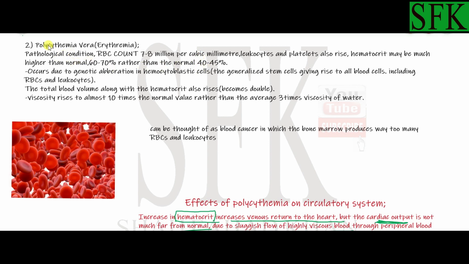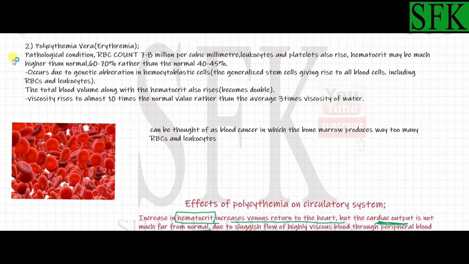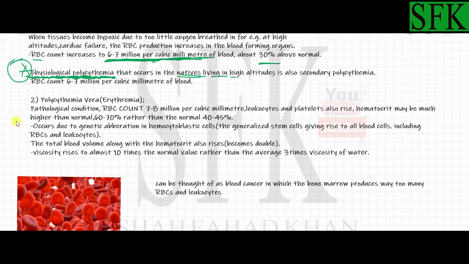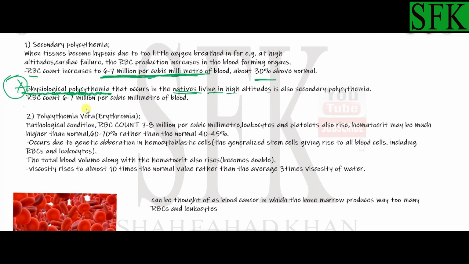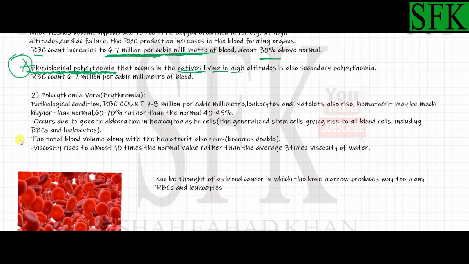So this is not like the secondary polycythemia, but rather a more extreme polycythemia. The red blood cell count is much greater as compared to the secondary polycythemia, and the hematocrit level is also much greater than in the secondary polycythemia.